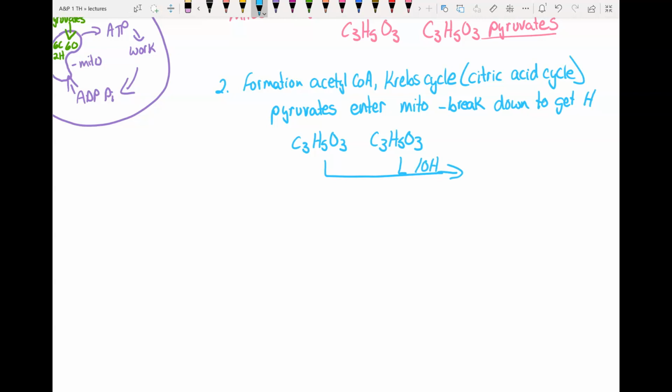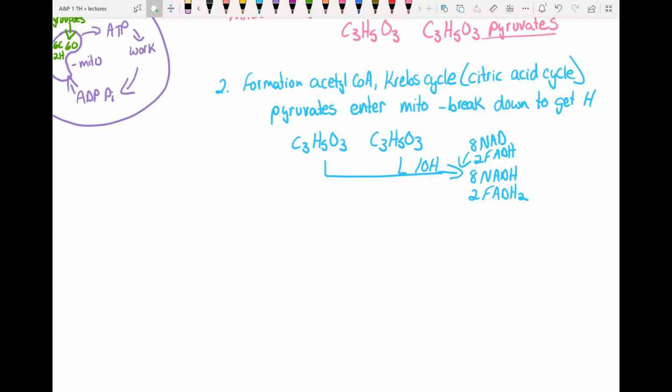Well, remember, whenever you pull out hydrogens, they have to be on a carrier. So we need 10 more little taxi cabs to come along and pick them up. We're going to have 8 NAD and 2 FAD. Just think of these as different taxi companies. Think about if you go to an airport or a train station and there's different types of taxi cabs. That's what this is. NAD and FAD are just two different types of taxi cabs. They come along to pick up those 10 hydrogens. So you get 8 NADH and 2 FADH2.